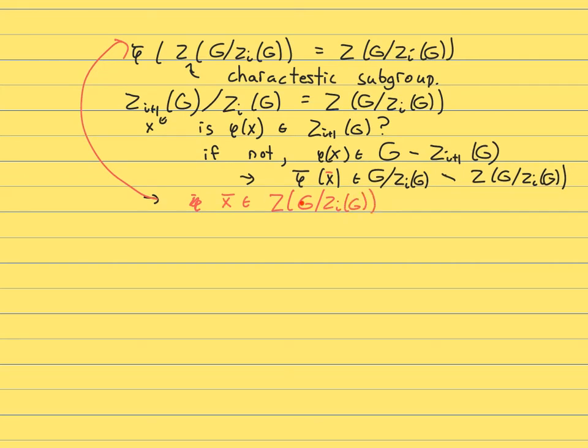So since x bar is in the center, phi bar has to keep x bar in the center. Going upstairs, x has to also be kept in Z_{i+1}. So we do see that phi of x must be in the (i+1)th central subgroup, which means that we actually do fix this group as a set. So it's characteristic because we started with an arbitrary automorphism.